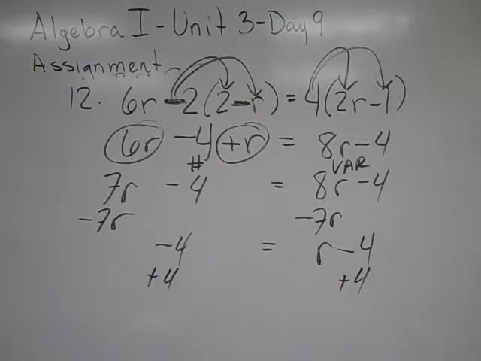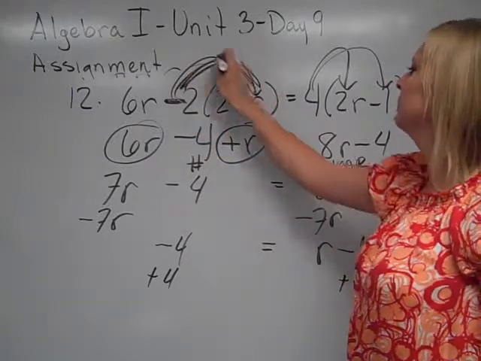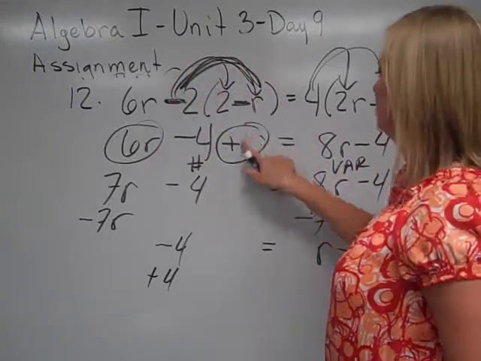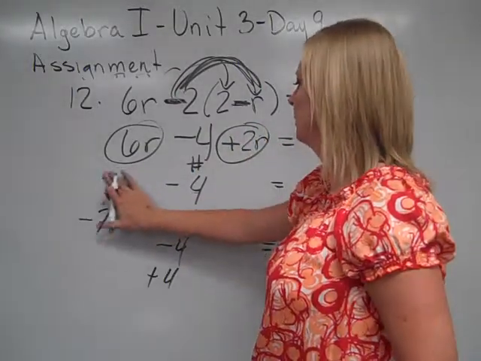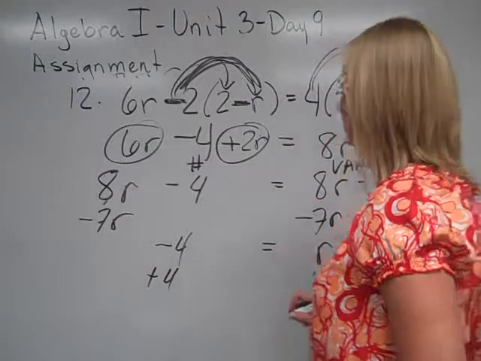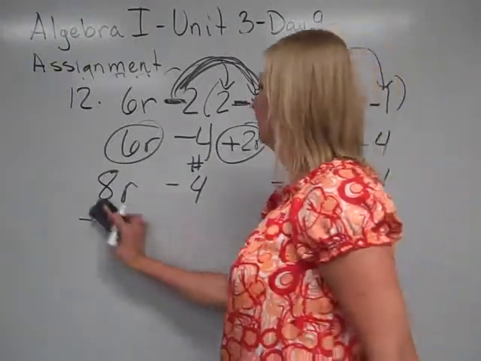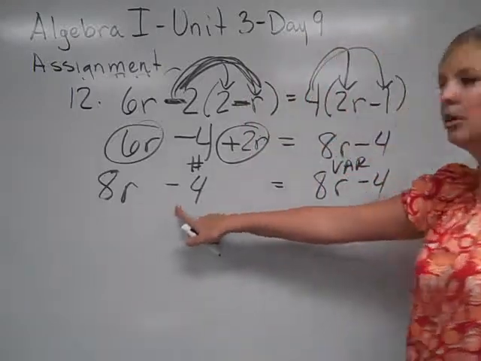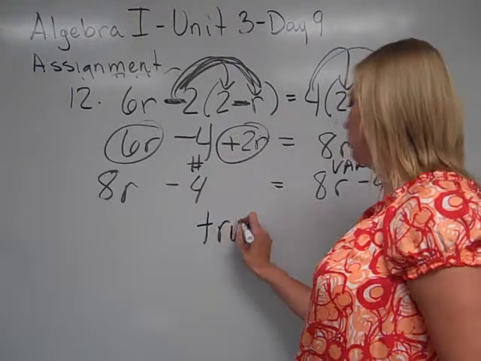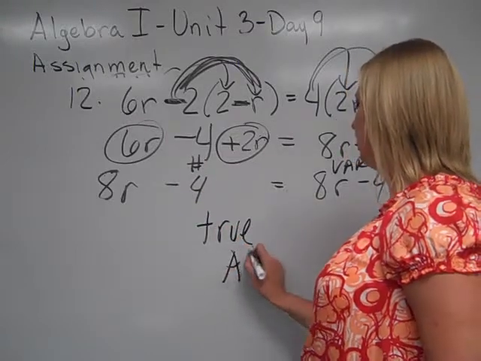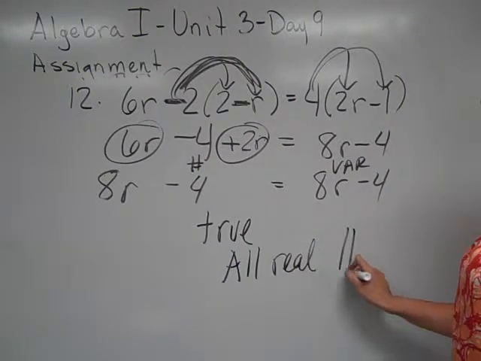We made a mistake. Here's our mistake. Back at negative 2 times r, this should be 2r right here, which would make this 8r. Notice that you have 8 times the number minus 4 is equal to 8 times the same number minus 4. This is always true, which means your solution is all real numbers.